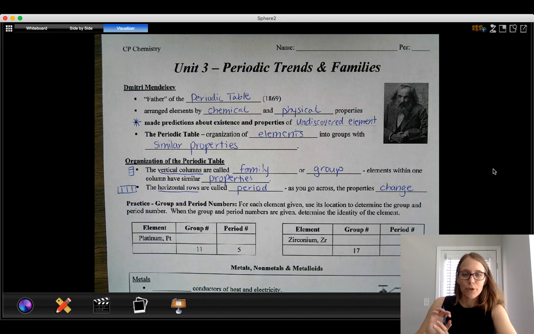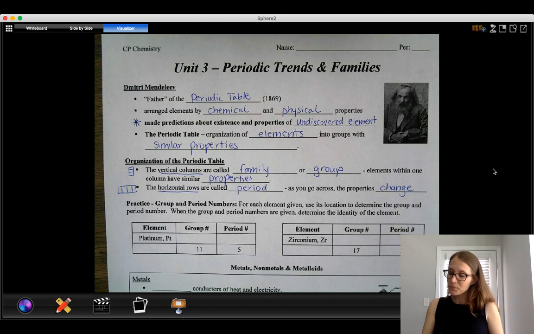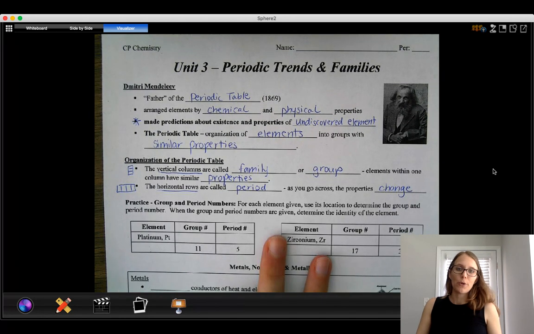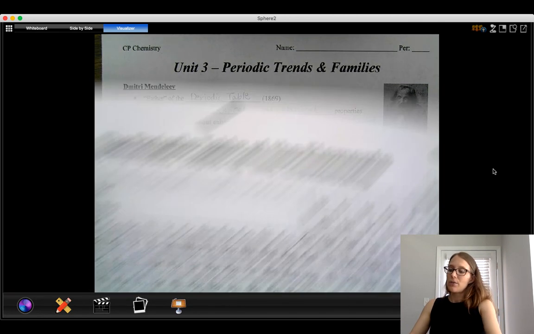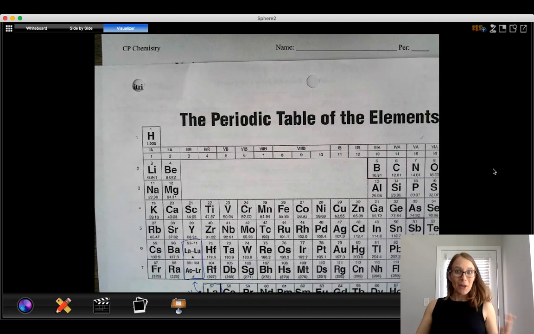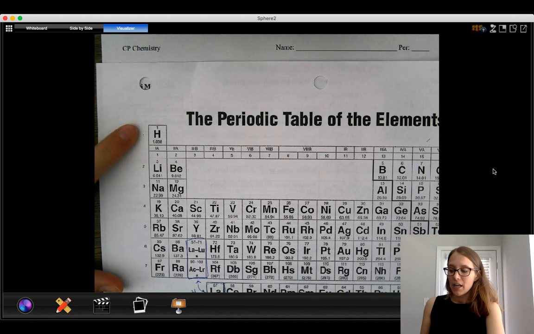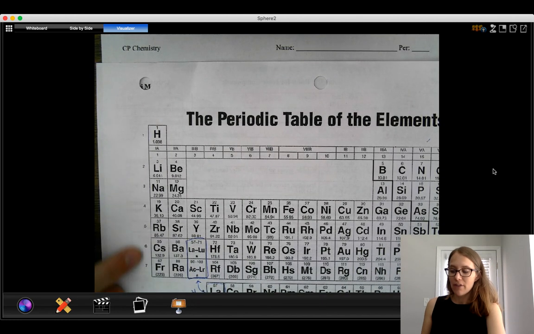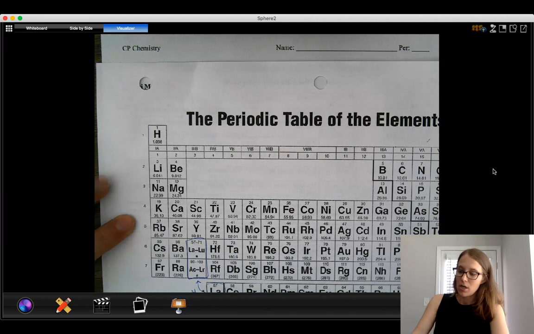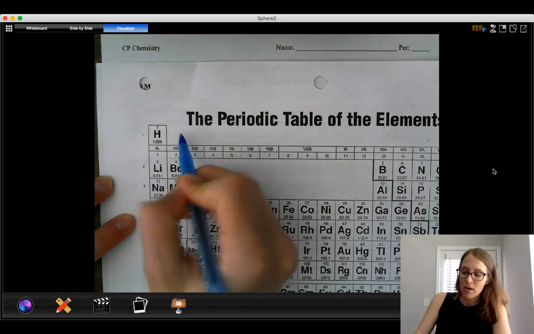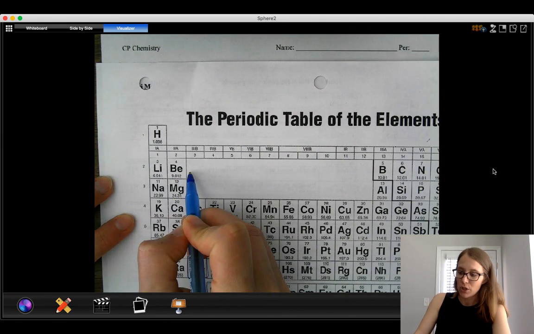So families or groups and periods are how we describe the different chunks on the periodic table. We actually number the groups and the periods, and we can use that to basically play Battleship to find some of these elements on the periodic table if we know their group and period number. On the periodic table, we already have the periods numbered. So this is period or row number 1, this is period or row number 2.